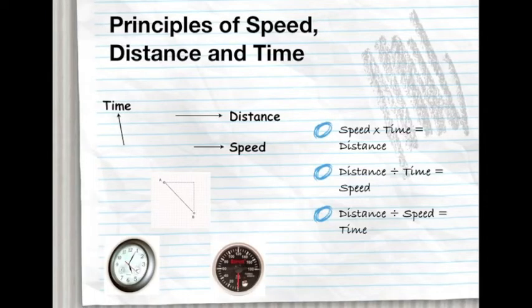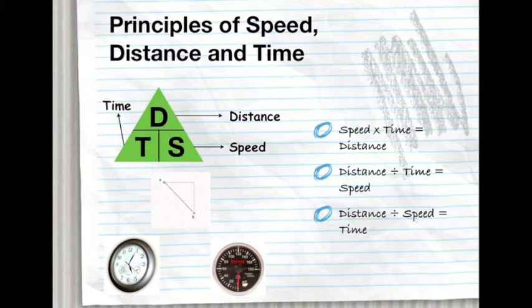Okay, first we talk about the principles of speed, distance and time. So this is the pyramid of distance, speed and time. As you can see from this pyramid, speed times time equals distance. Distance divided by time equals speed, and distance divided by speed equals time.